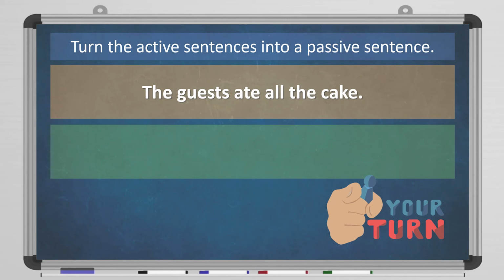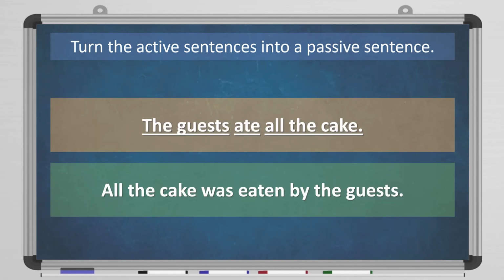Turn the active sentence into a passive sentence. The guests ate all the cake. How are you going to turn this sentence from active sentence into a passive one? Highlight the object, the subject, and the verb, and then bring the object at the beginning, choose a verb to be, turn the verb into past participle, and complete the sentence. All the cake was eaten by the guests. You see how simple the steps are?